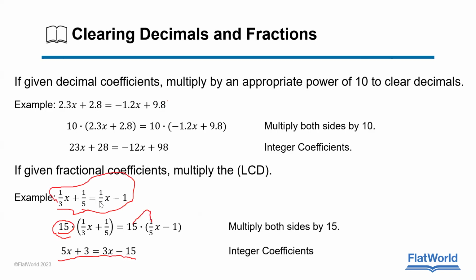15 times, well, this side first. 15 times 1/3 is 15 over 3. 15 over 3 is 5. 15 times 1/5 is 15 over 5. 15 over 5 is 3. 15 times 1/5 again is 15 over 5, and 15 over 5 is 3. Same thing here. 15 times -1 is -15. They call that clearing the fraction or the decimal. We like whole numbers, and that's what I would tell you.